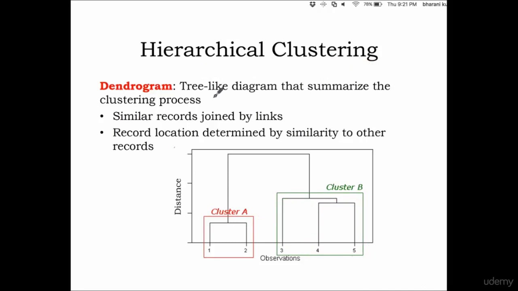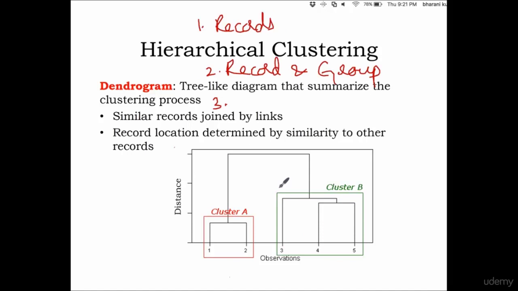The first thing is the distance between records. The second thing is the distance between each and every record and the group. And the third thing is the distance between two groups. If you want to find out the distance between cluster A and cluster B, it is given using this complete distance, because on the y-axis you have the distance. This is the kind of inference that you want to draw.